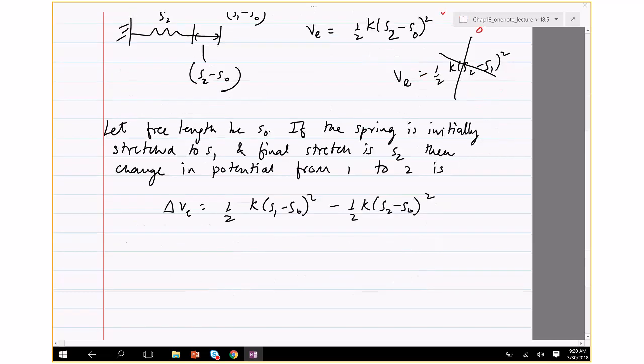It is not half k (S2 minus S1) squared. This is a common mistake, don't do it.